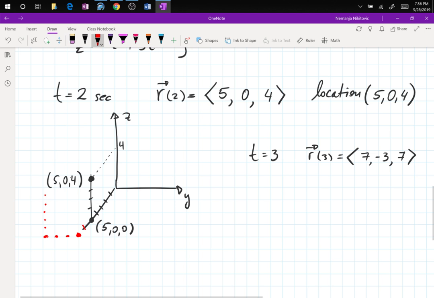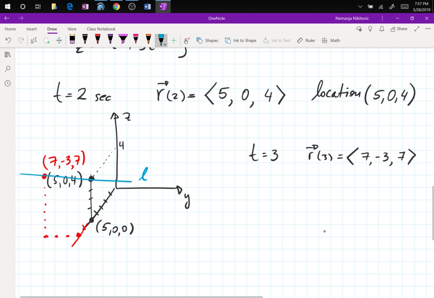2, 3, 4, 5, 6, 7. So this point here would be 7, negative 3 on y, 7. And then you can join these 2 points with a straight line, because we did talk about a straight line, if you want to, right? To get your line L.